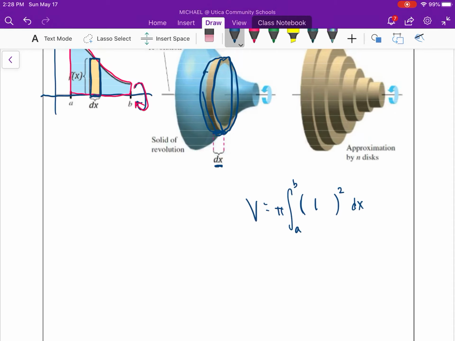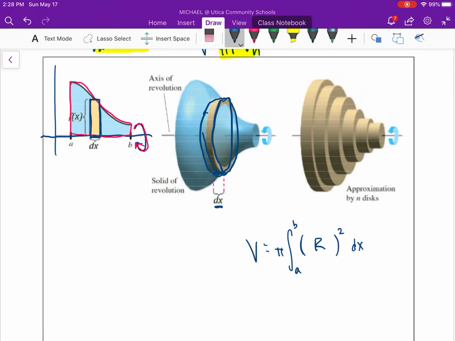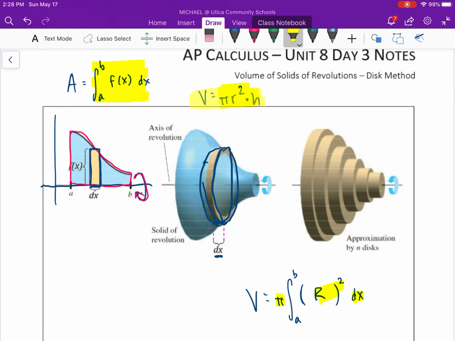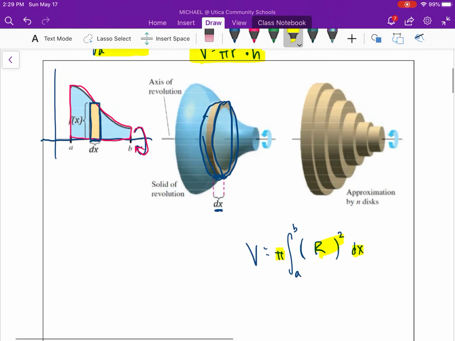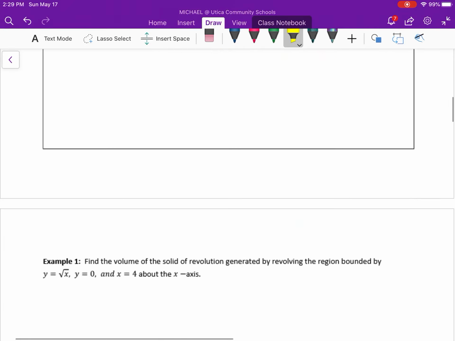I'm going to rewrite this, take out f of x, and put a big capital R there, because the function value is not always going to be the radius, and you're going to see that in a few different examples. Sometimes it is, sometimes it's not. But in any case, the formula is the same. Pi r squared h is the same as the volume of just a normal cylinder. The integral part just adds up all of those cylinders.